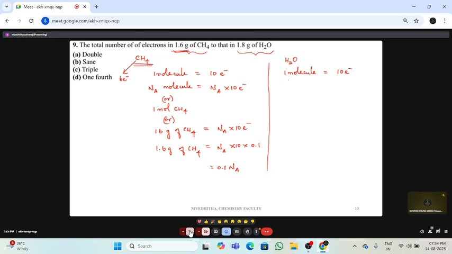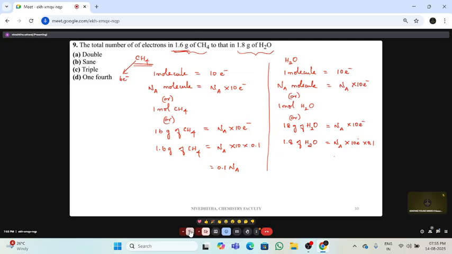So similar calculation in Avogadro number of molecules. Again, Avogadro number into 10 electrons, right? So Avogadro number of molecules is nothing but 1 mole of water molecules. 1 mole of water is 18 gram of water, right? So 18 gram of water contains Avogadro number into 10 electrons, and the data here is 1.8 gram of water, which contains Na, that is Avogadro number into 10 electrons into 0.1.